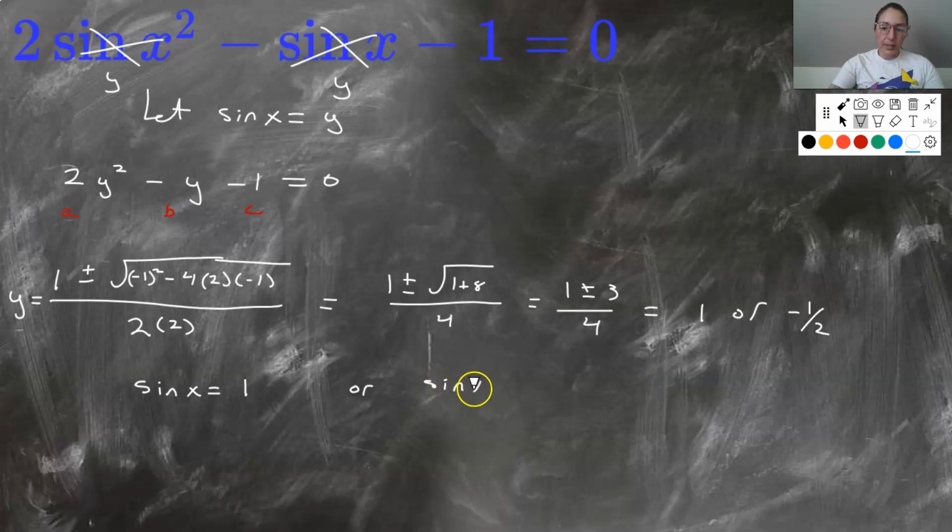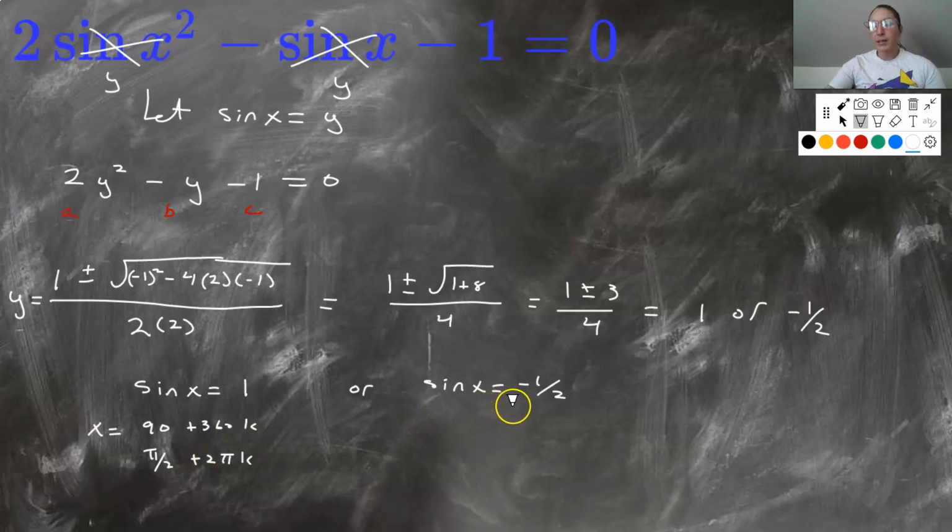Or sine of x equals negative 1/2. Okay? Where does sine of x equal 1? Well, x would be 90 degrees, plus 360k, or pi over 2 plus 2 pi k, depending if you wanted it in radians or degrees.